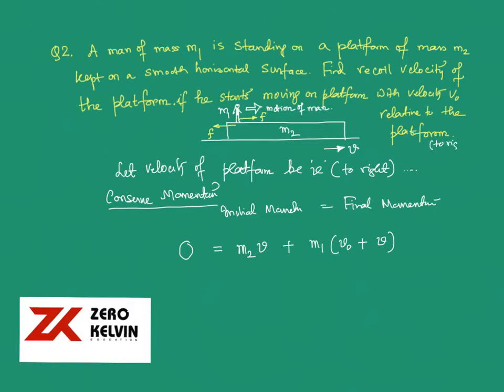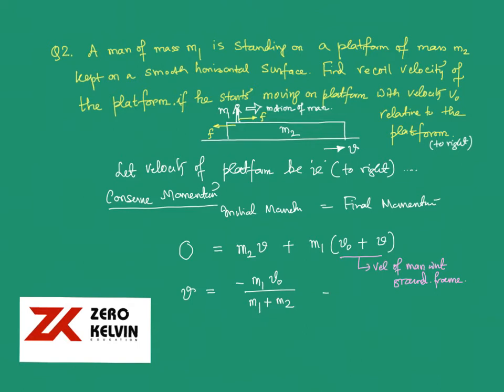See, to the right. So simple. So that will be added, right? So this is actually the velocity of the man with respect to the ground, or with respect to the ground frame rather. So now you have to find out v. So v is equal to minus m1 v0 divided by m1 plus m2.